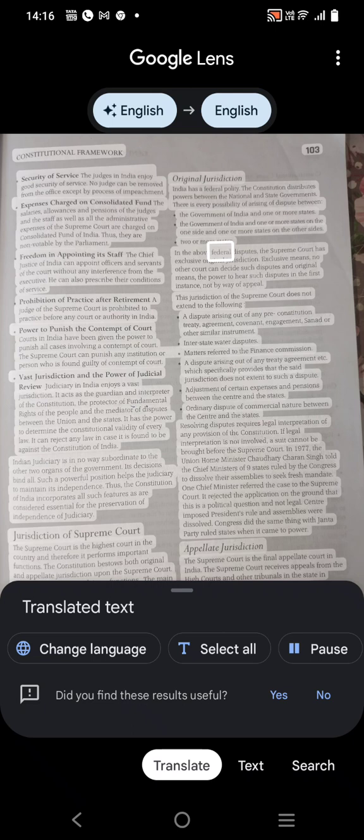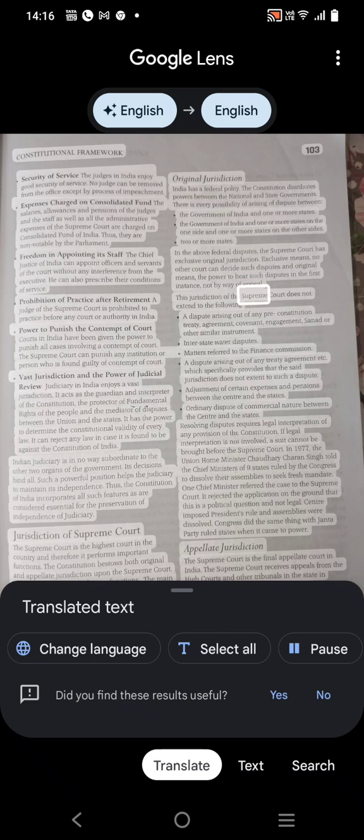In the above federal disputes, the Supreme Court has exclusive original jurisdiction. Exclusive means no other court can decide such disputes, and original means the power to hear such disputes in the first instance, not by way of appeal.